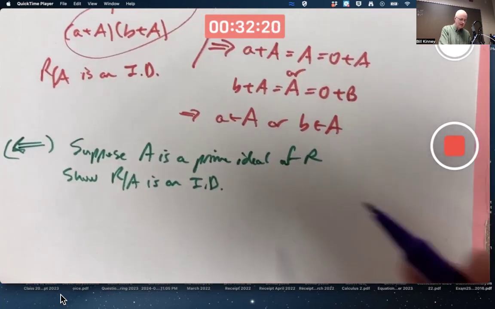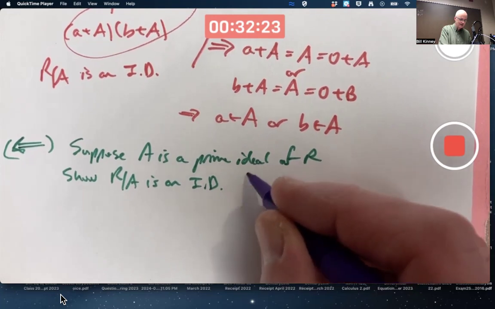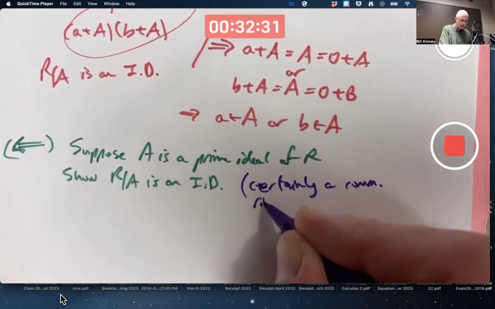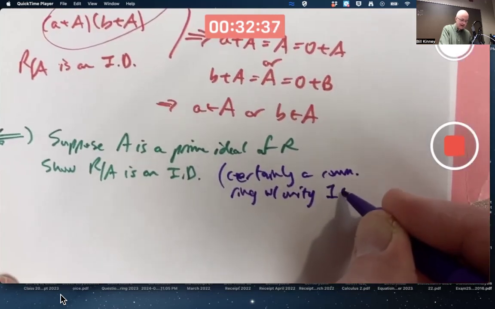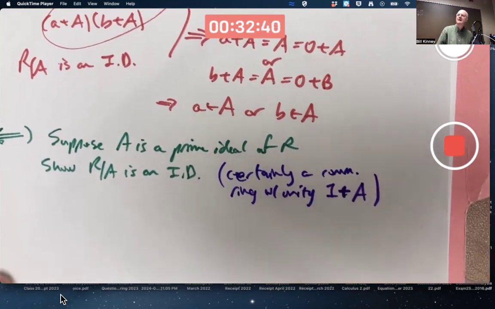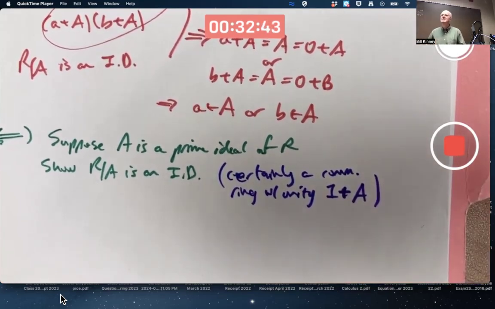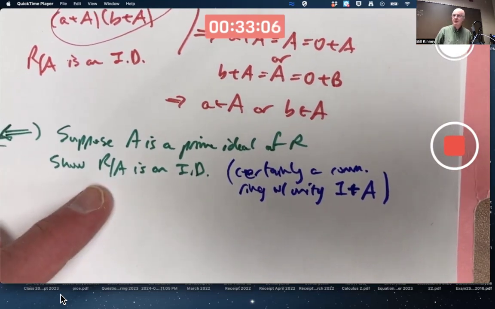What's the unity? Certainly a commutative ring with unity. What is the unity? How about 1 plus A? If 1 is the unity of R, form that coset, 1 plus A. I mean, that makes sense that that probably should be the unity, and you can check it. You multiply this by any other coset, you're going to get that other coset by definition of coset multiplication and definition of unity. So all that's left is to show the factor ring has no zero divisors.